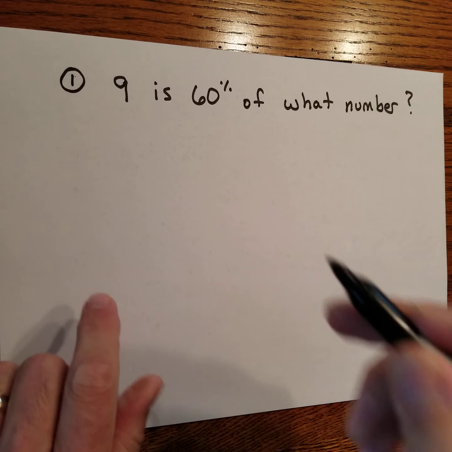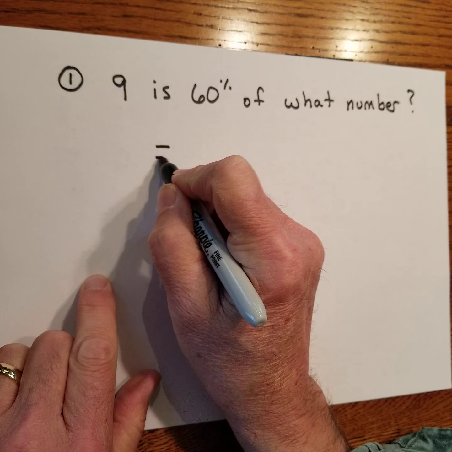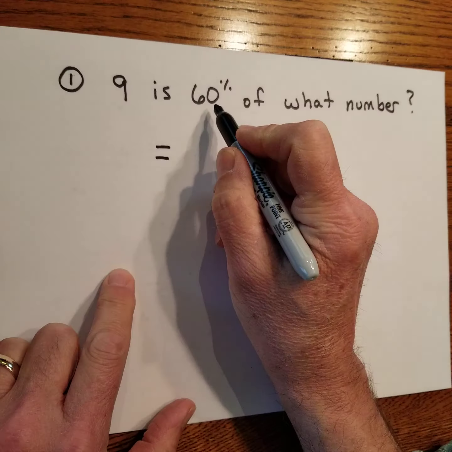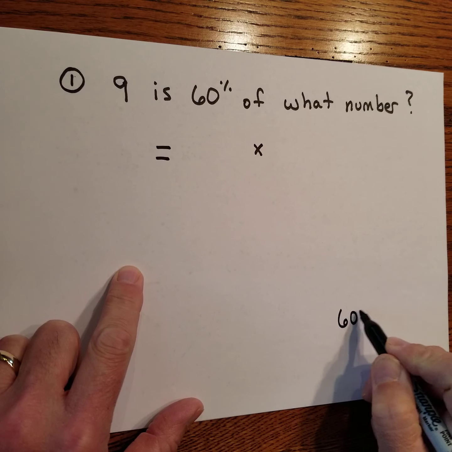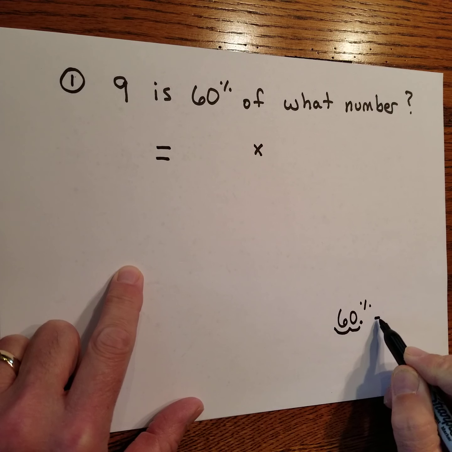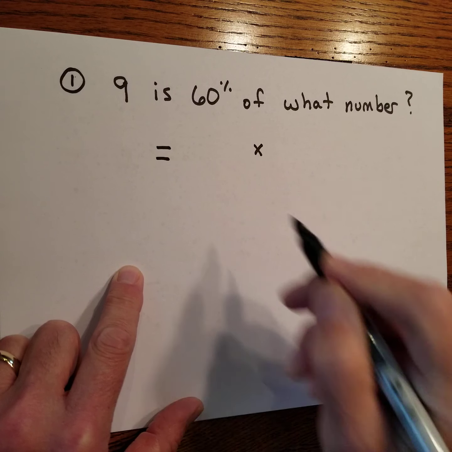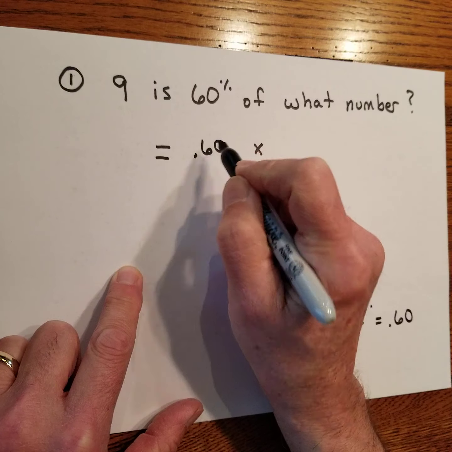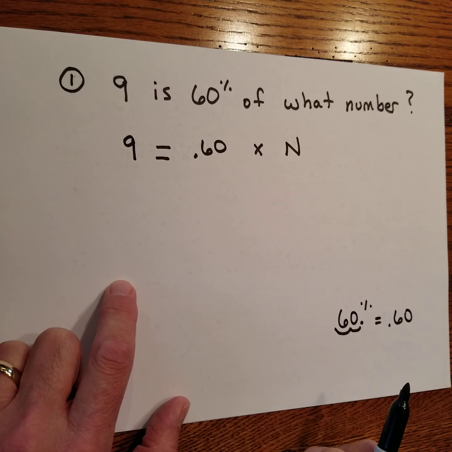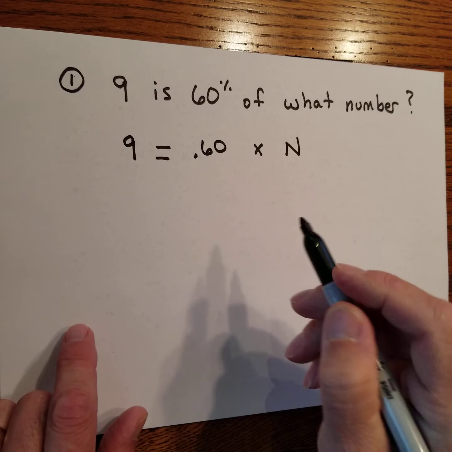For problem number 1, let's remember that is equals, of is times. When we put 60% in on our calculator, we'll write it as 0.60. 9 is 0.60 of n. What number is what we're looking for? Now we solve that equation.